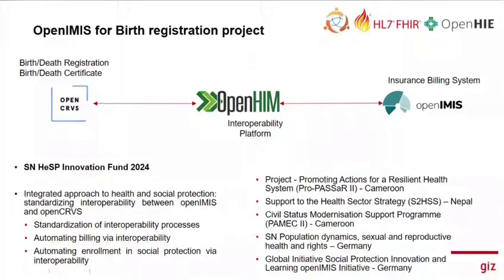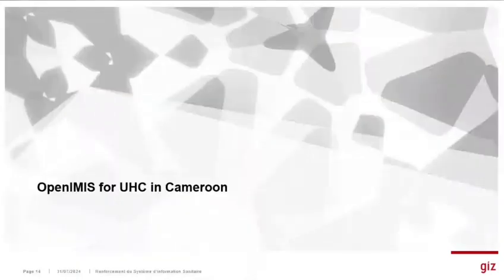So then the work, you can see there the partners working on the project. So Pro-PASSaR from Cameroon, we have the support of health sector strategy in Nepal, we have PAMEC, the civil sector modernization support program in Cameroon, we have the sector network for population dynamic in Germany, we have the global initiative for social protection. This is all the teams involved in this project. So coming here to openIMIS for the universal health coverage in Cameroon.